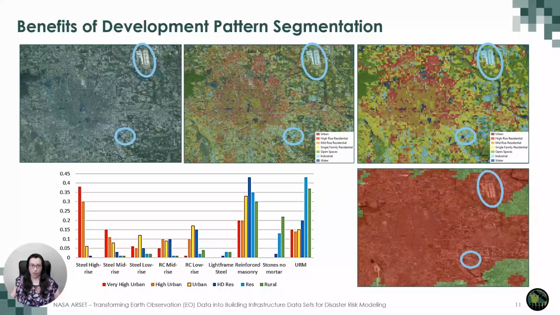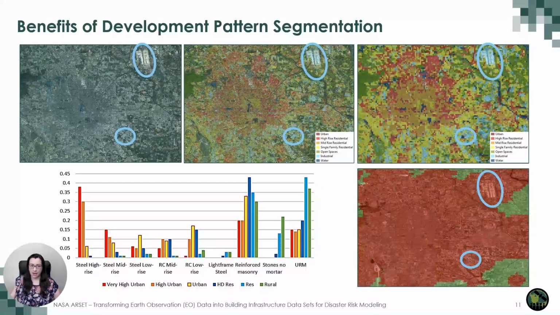Prior to the use of development pattern segmentation, our understanding of a region was limited to an urban-rural designation that can be seen in the bottom right-hand image, the red being the urban and green being rural. When analyzing risk, we would be limited to using the default vulnerability curves associated to that urban-rural designation. Additionally, you can see that the urban class was overestimated and industrial development pattern types are buried within the data.